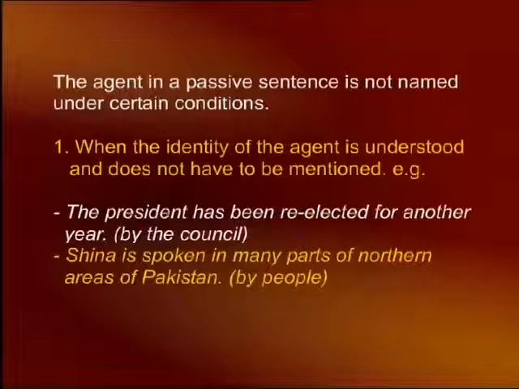Example, the president has been re-elected for another year. Now, in that passive sentence, the agent has not been mentioned. That sentence is without the agent, and the agent over there is, maybe it's the council, maybe it's the voters, maybe it's the syndicate, whatever. But that sentence is without the agent. The agent is not named. The president has been re-elected for another year. Who did the election? Who elected him?